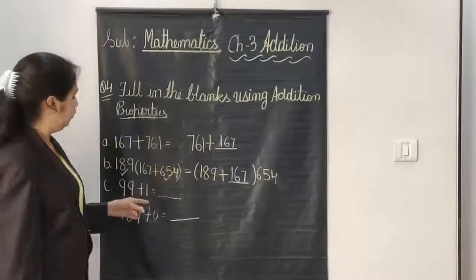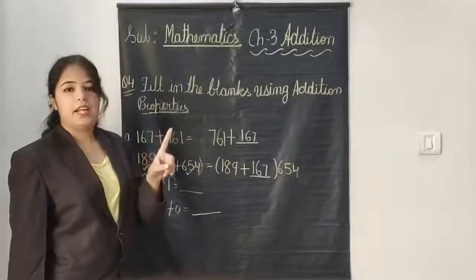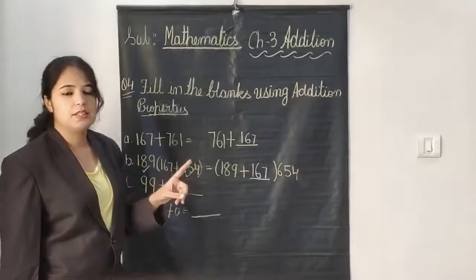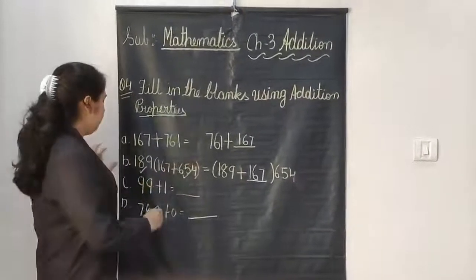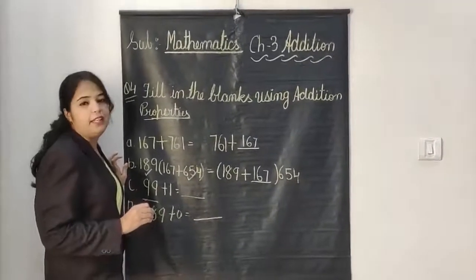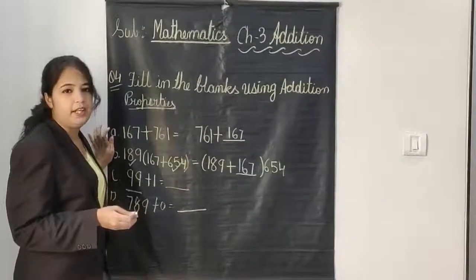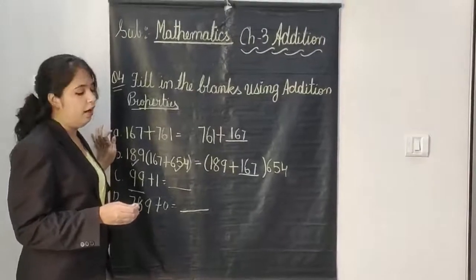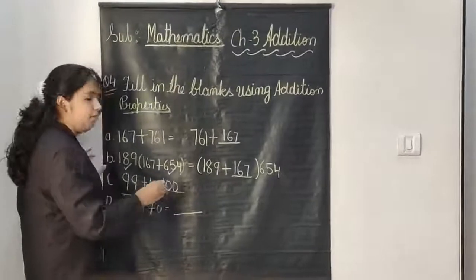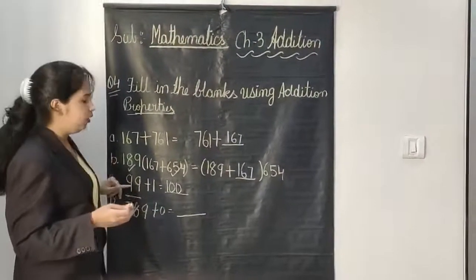Now moving forward to the third property, which is adding 1. If we add the digit 1 to any number, the answer is the successor of the number. Now my number is 99. What is the successor of 99? After 99 comes 100. So if we add 99 plus 1, it means 100. Property number 3 of addition.